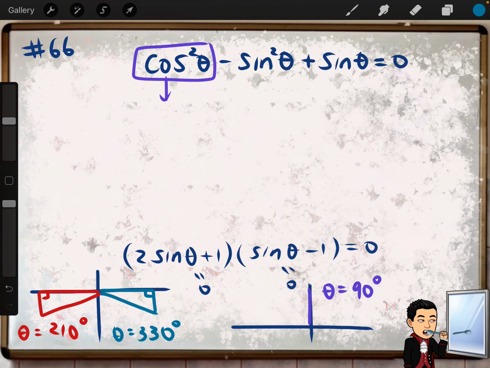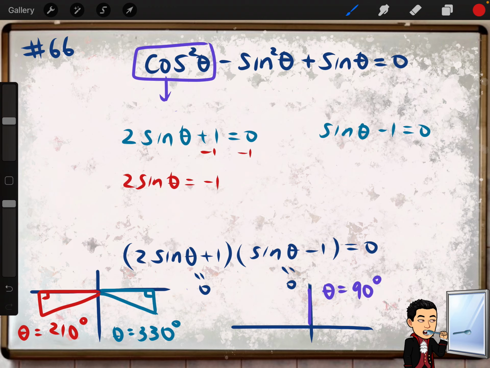Stay tuned. Okay, so we know that 2 sine theta plus 1 equals 0. We also know that sine theta minus 1 equals 0. So we're going to subtract 1 on both sides. We got 2 sine theta equals negative 1, so sine theta equals negative 1/2. For the other one, just add 1 on both sides. So you have sine theta equals positive 1.